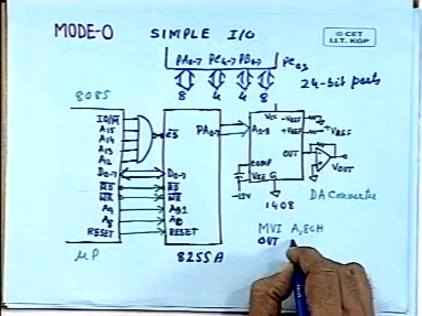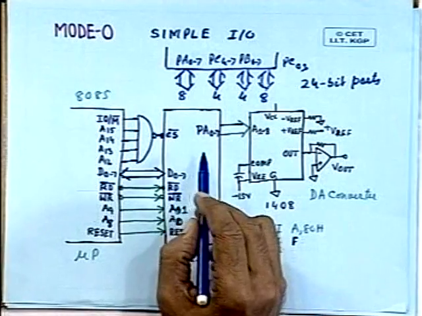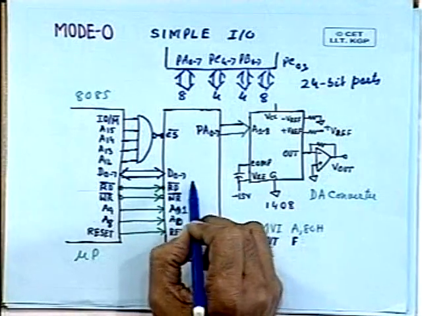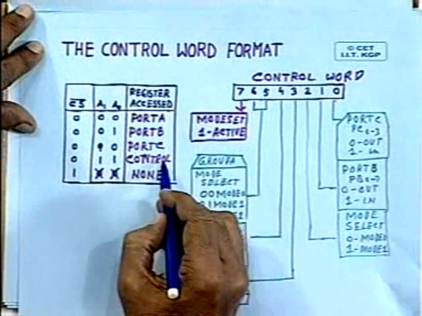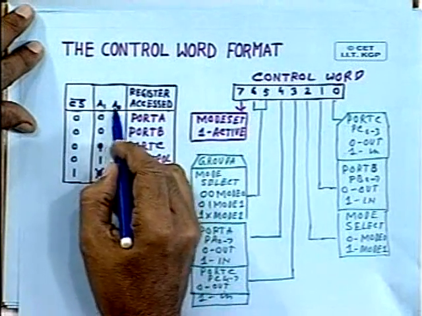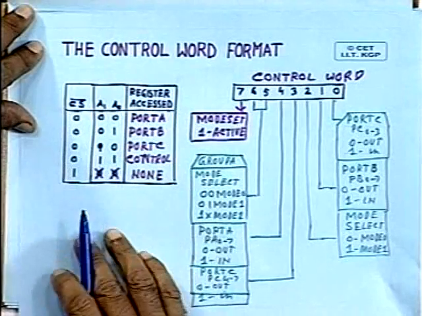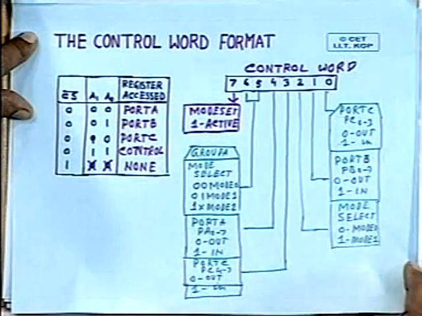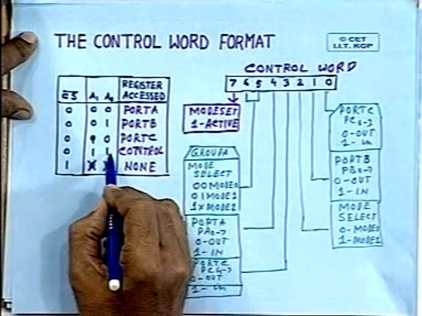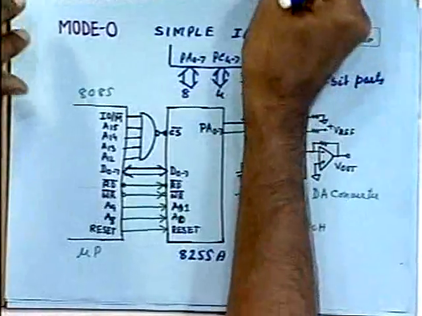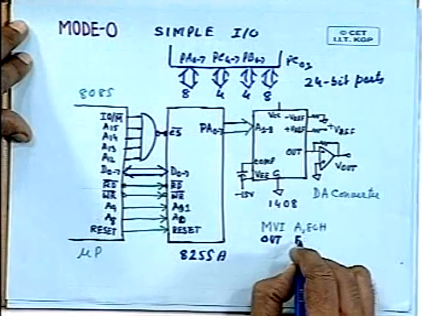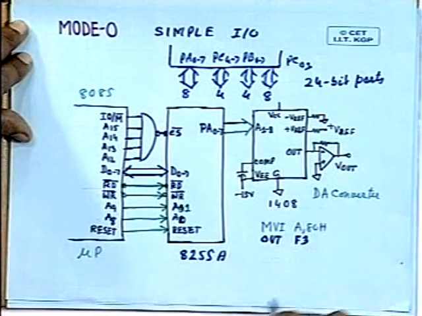So other bits are not important, and since it is connected, you have to write it into the port, this register, control register. A0 and A1 have to be 1, 1. So the higher order 4 bits are 1, 1, 1, 1, and the lower order 2 bits are 1, 1. So you have to write 0, 1, 1, 1, 1, 0, 0, 1, 1, 1. So the value is F3.